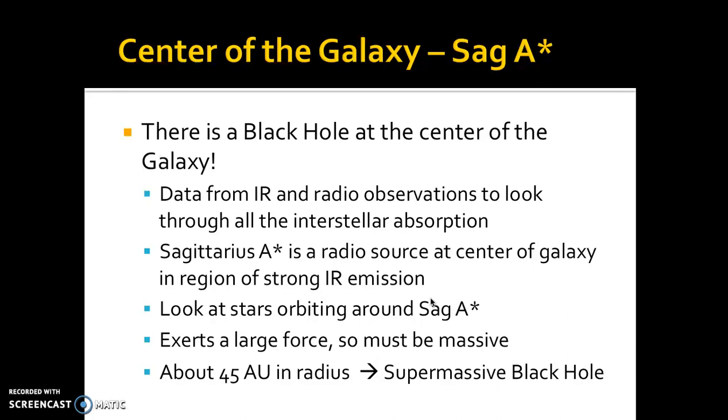Another cool feature about our galaxy is that at the very center of our galaxy is a black hole. With data from infrared and radio observations, we can look through all that interstellar absorption. What do we see? We see that Sagittarius A*, that's how you say it, is a radio source at the center of our galaxy. Stars are orbiting around Sagittarius A*, so it is exerting a large force on these stars, and therefore it must be massive. It is a supermassive black hole with a radius of about 45 astronomical units, which means the radius of this black hole is about the size of our entire solar system.